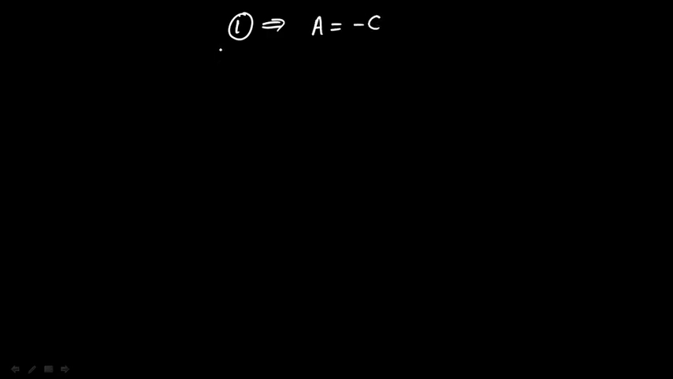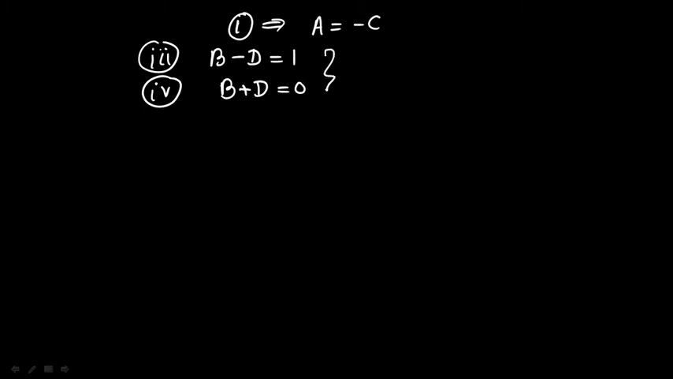Now we substitute this value in the third equation, then the third equation becomes b minus d equal to 1, and the fourth equation is b plus d equal to 0 as it is. Now when we solve these two equations we get the value of b equal to 1 by 2 and d equal to minus 1 by 2. Now substitute these values in equation 2 or 3 and find out the value of c.